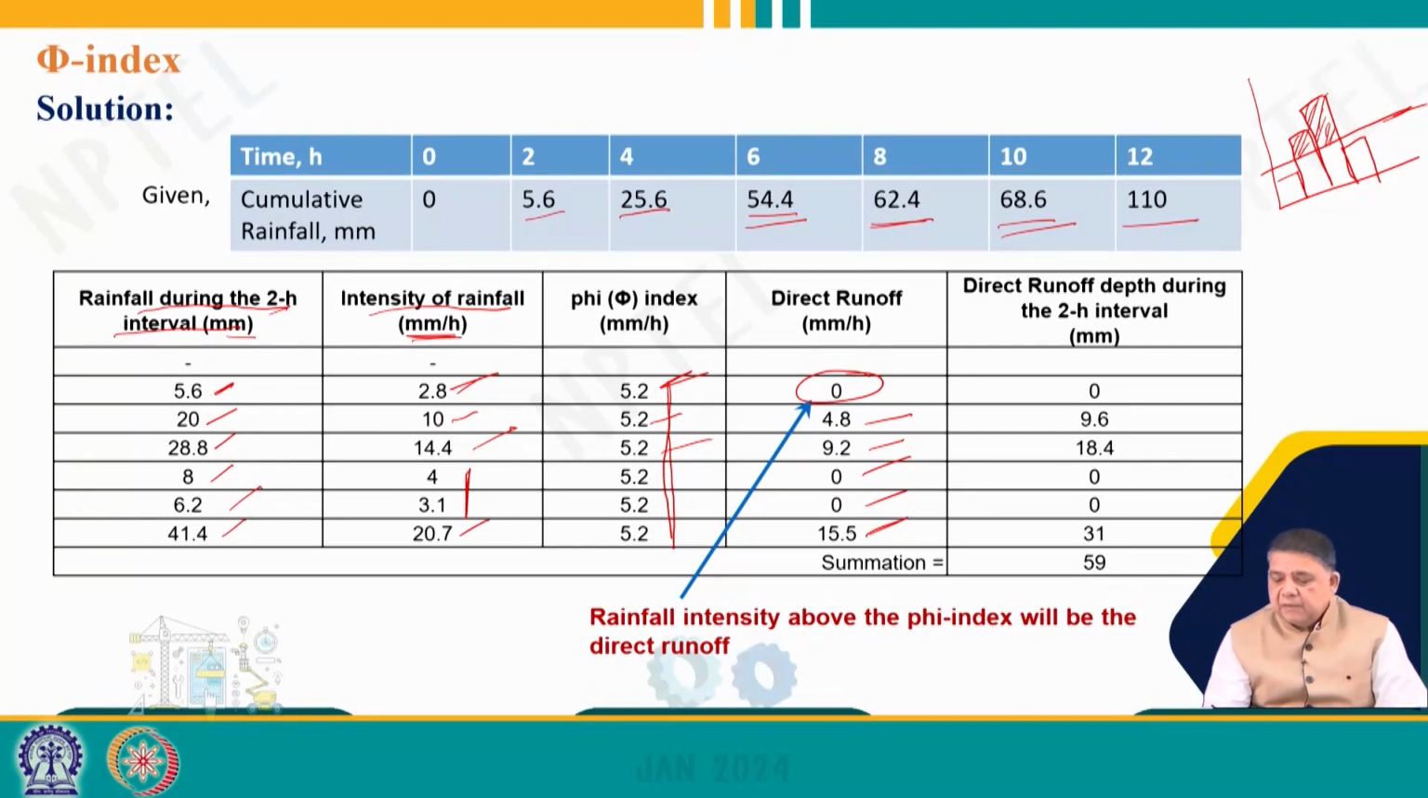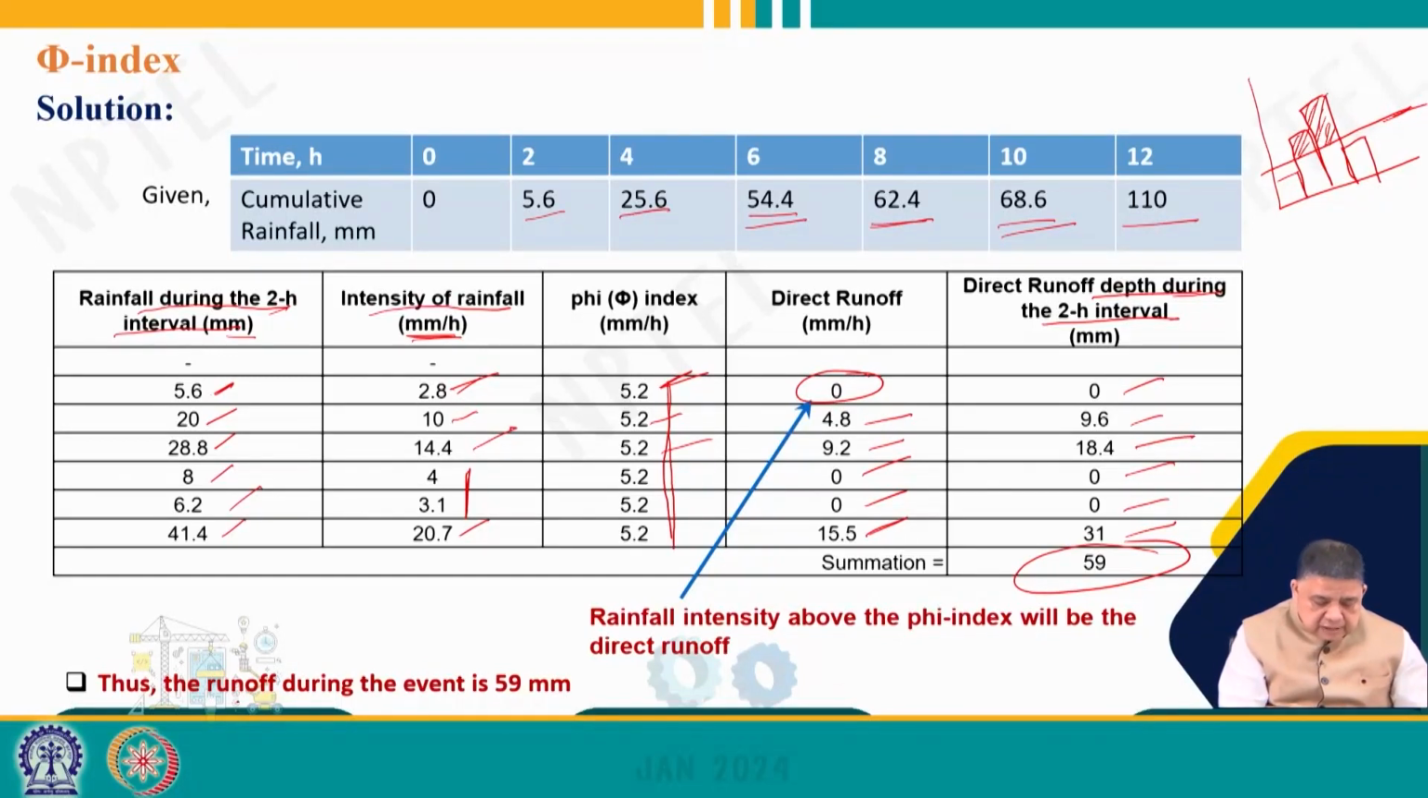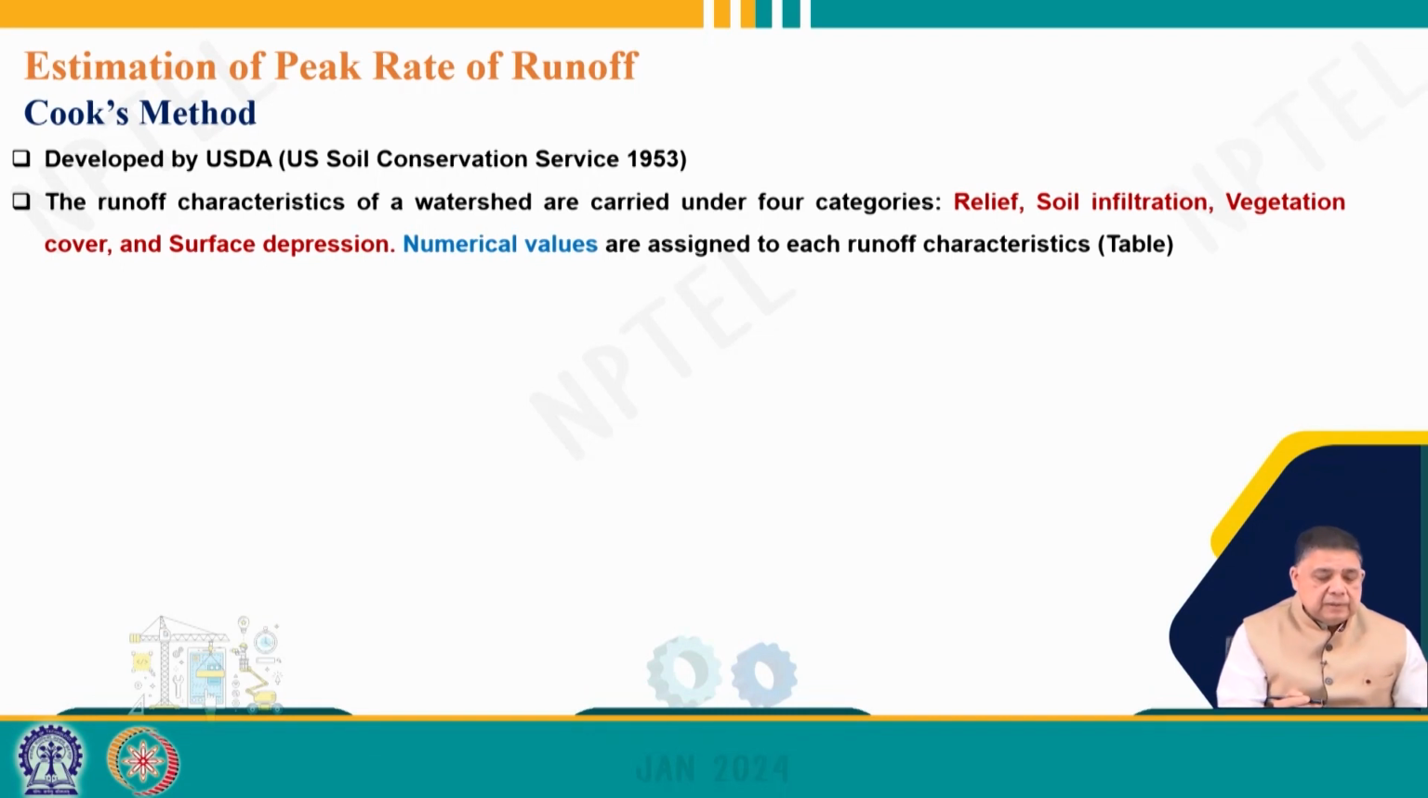Now, because we want the direct runoff depth, we have to multiply it by 2 again to get the direct runoff, and that is why we are doing that. So, 0, 9.6, 18.4, 0, 0, 31. So, the total runoff depth that has been obtained here is 59 millimeters. Thus, the runoff during the event is 59 millimeters. That comes from the calculations here. So, this is a simple procedure. The only thing you have to remember is that only when the intensity is greater than the phi index, only in those durations will runoff be generated.